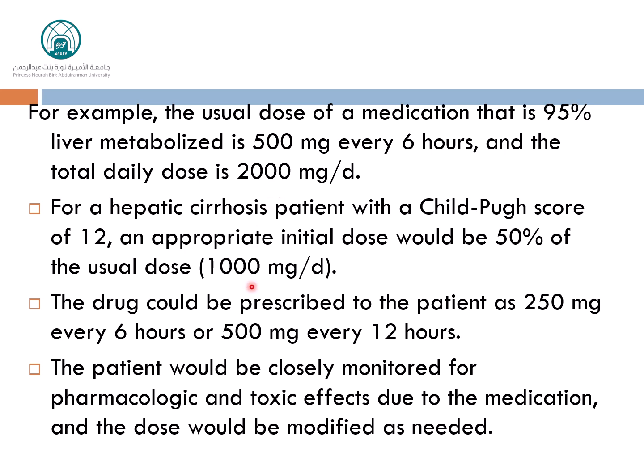So the 2 grams daily will be reduced to 1 gram per day, or 1000 milligrams per day. The drug could be prescribed to the patient as 250 milligrams every 6 hours, 4 times daily, or it could be administered as 500 milligrams every 12 hours. The patient would be closely monitored for any pharmacological or toxicological effects due to the medication, and the dose would be modified further according to need if the patient develops any improper signs or symptoms.